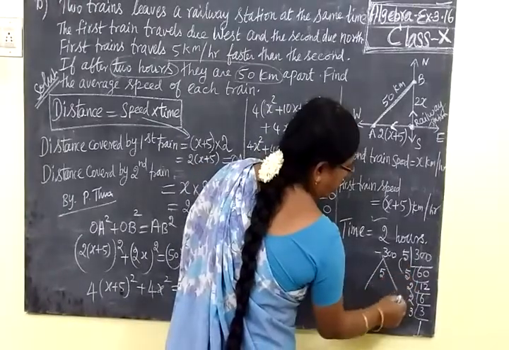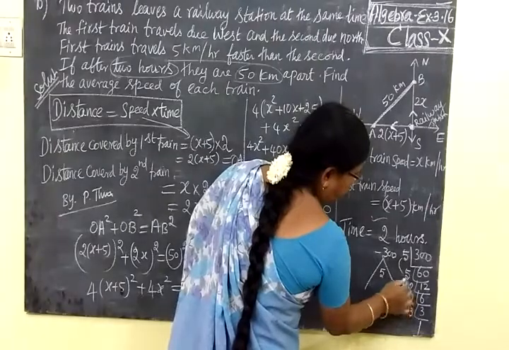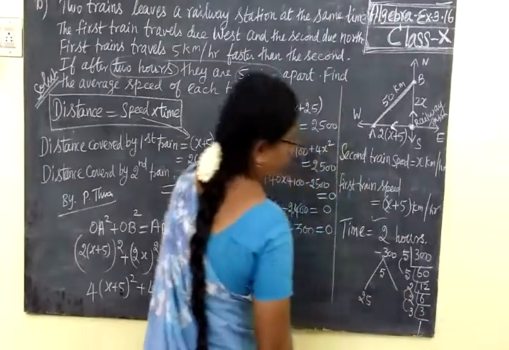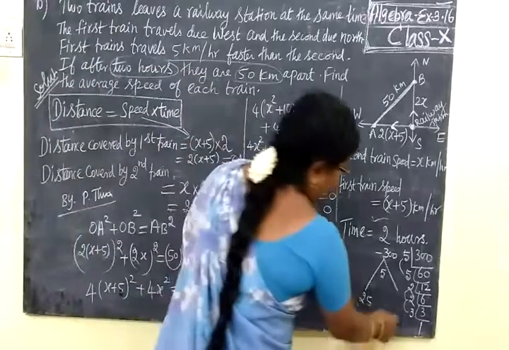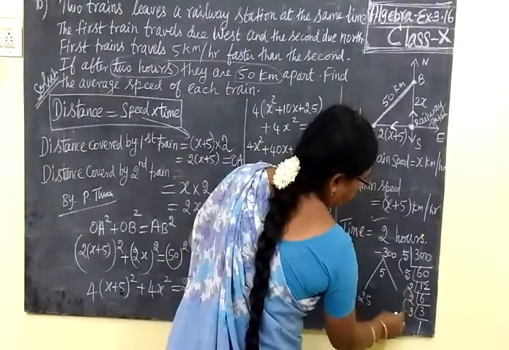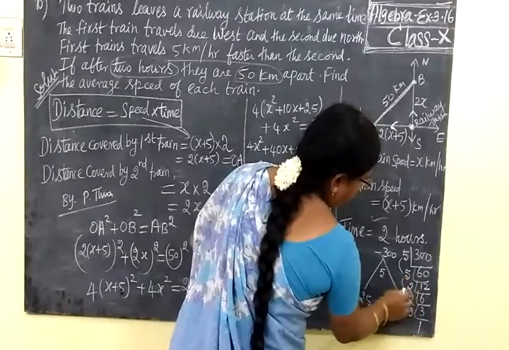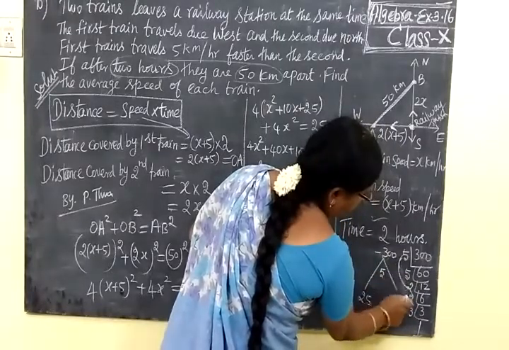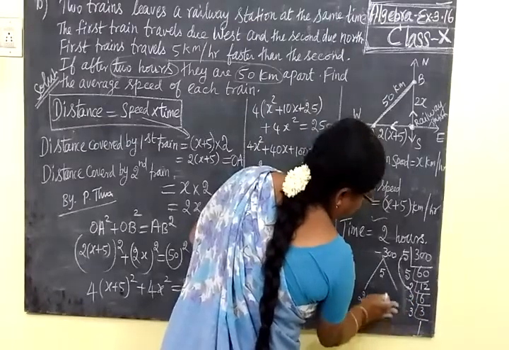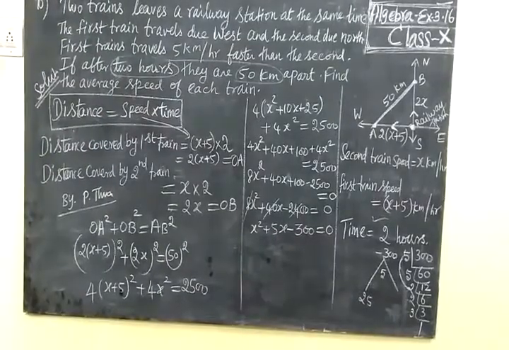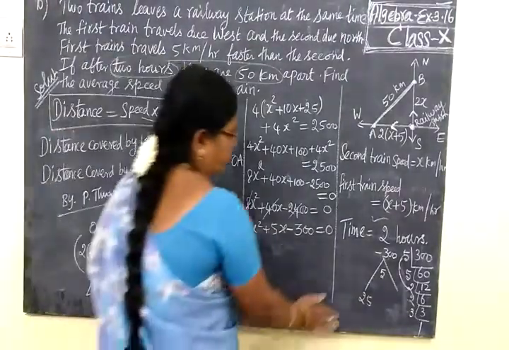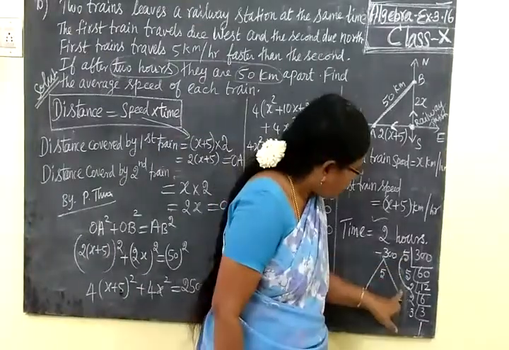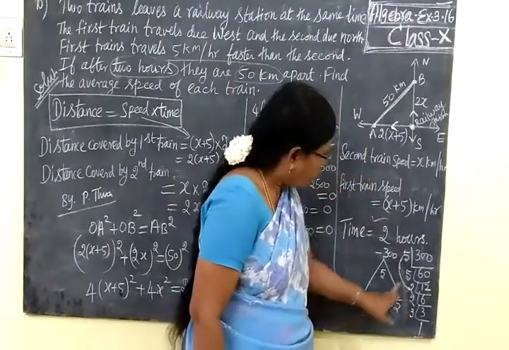So 5 is 25, then 25 into... 3 2s are 6, 6 2s are 12, it is not coming. 5 2s are 10, 10 3s are 30, this also is not coming. You just see this: here you are getting 20 and 15. Here 5 2s are 10, 10 into 2 is 20, then 5 3s are 15.